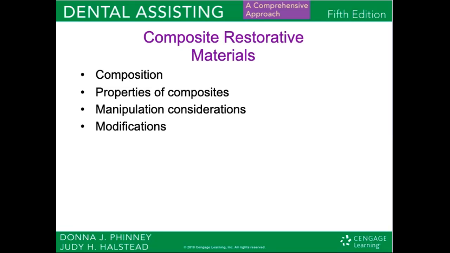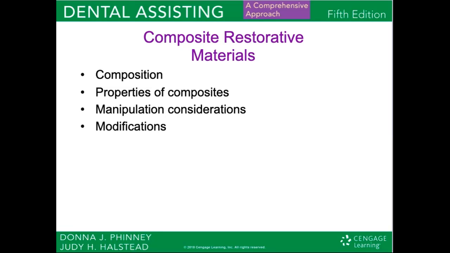Manipulation considerations include the fact that composites can be bonded to the tooth. This is accomplished first by applying an acid etch to the tooth, which is then rinsed away, leaving the tooth surface a chalky appearance. That chalkiness is because if you look at the tooth surface on a microscopic level, the acid etchant actually creates more surface area in the tooth surface, and it makes it look chalky.